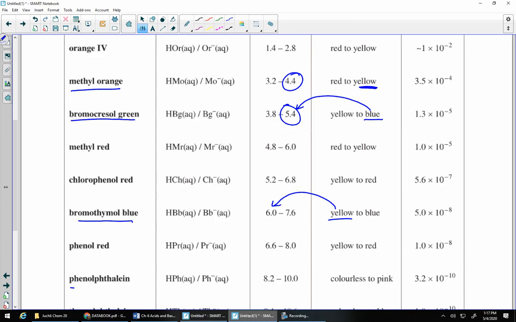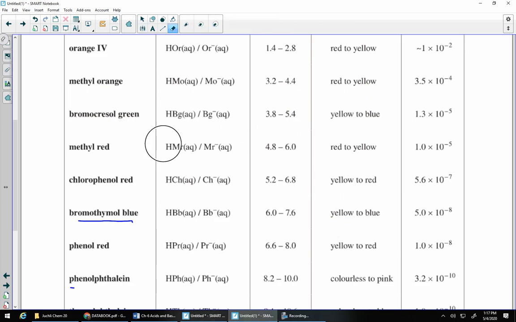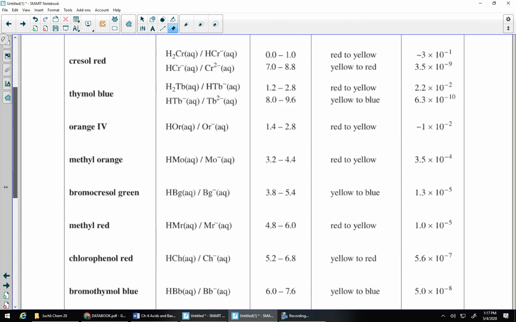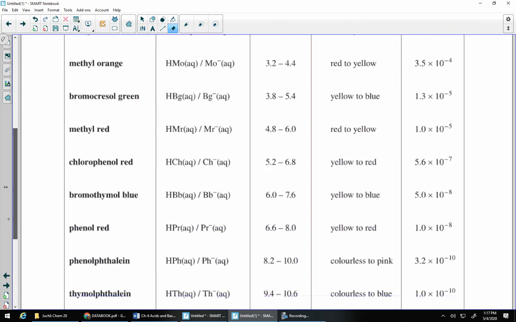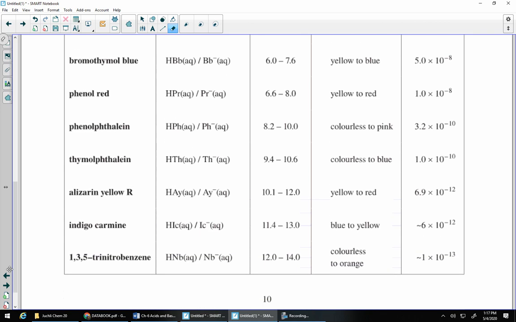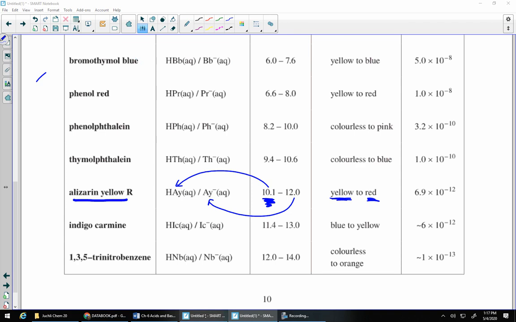So alizarin yellow. Let's go back over here and find alizarin yellow. There it is. Its acid range is anything less than 10.1. Remember, it could be 9. 9's not an acid, but it's on the more acidic side of things, whereas the 12 is on the more basic side of things. So its acidic form is going to be yellow, its basic form is going to be red.